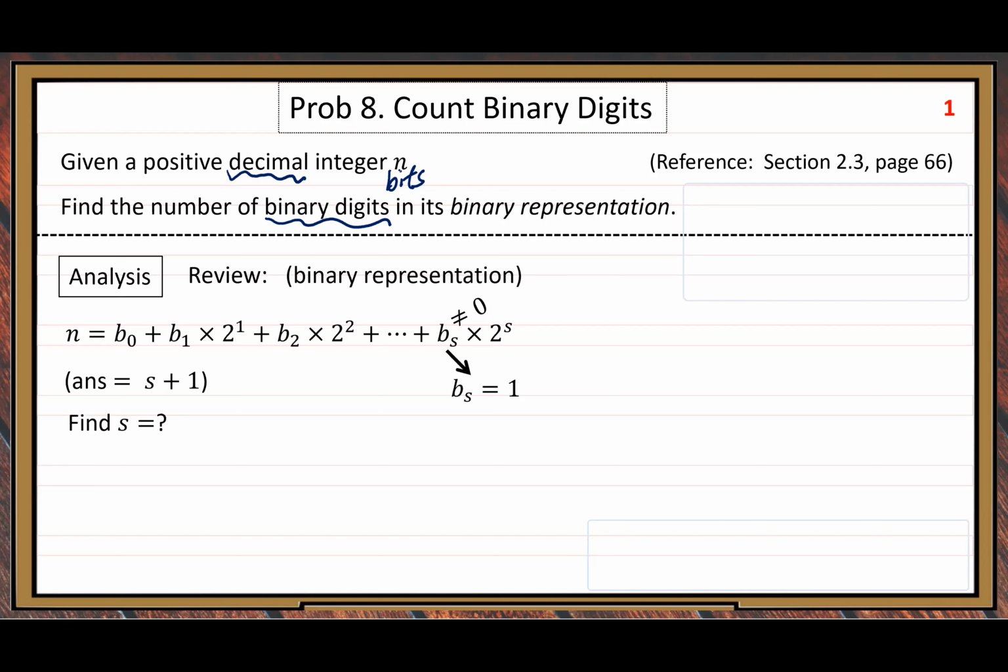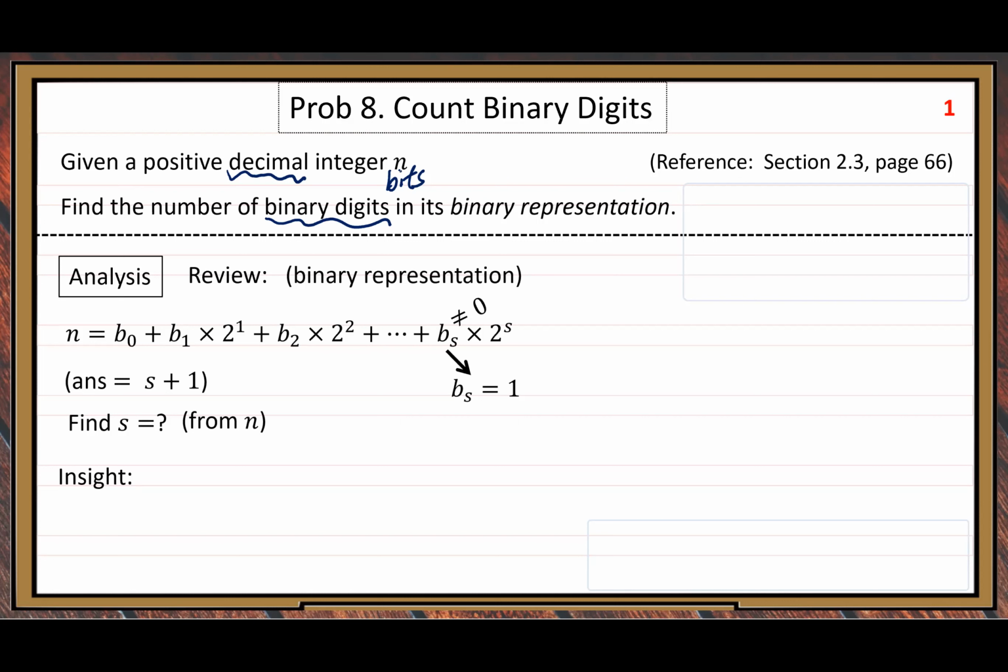Because we do not know how large s is, right? So we need to write s in terms of n. Still, we need to do some work. Otherwise, s plus 1 would be the answer. Not yet. You need to do some more work to find an expression for s.